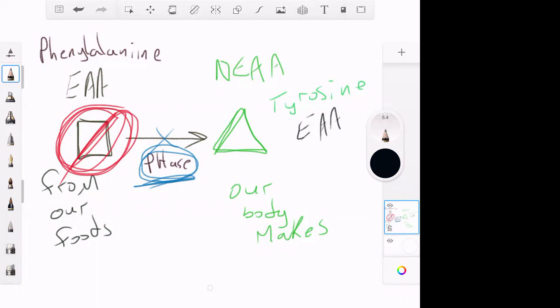So when we use these terms, essential amino acid and non-essential amino acid, it doesn't mean one is more important than the other. It just means one comes from our food and the other one we can create. And if for some reason, like in this case, we cannot utilize the phenylalanine, we cannot make tyrosine, then tyrosine becomes an essential amino acid.